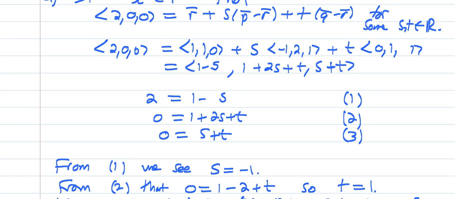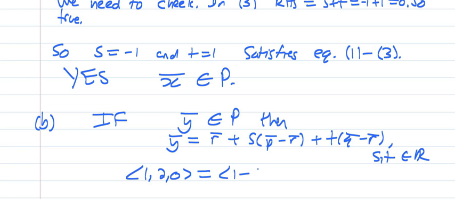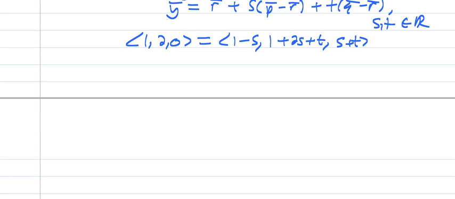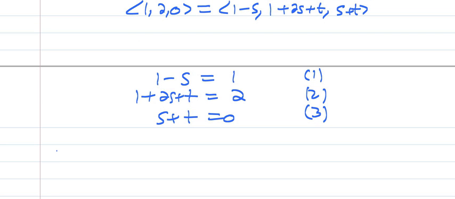We've already done that calculation. So it's 1 minus s. The second component evaluates to 1 plus 2s plus t, and the last component evaluates to s plus t. All right, so please give it a go. Now these 2 vectors are equal if 1 minus s is equal to 1. So the first components must agree, the second components must agree, and the last components must agree. So again, let's call it equation 1, equation 2, and equation 3, and explain what we're doing.